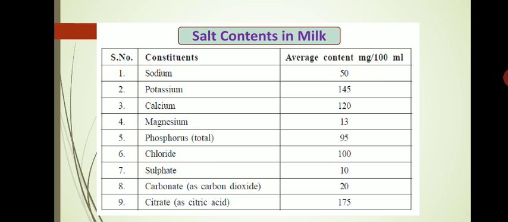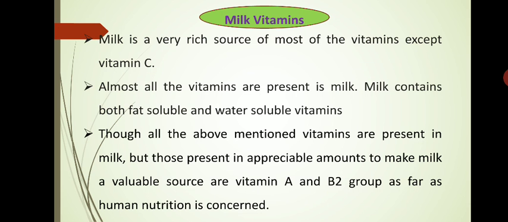Then carbonate, it is found in the form of carbon dioxide. Again, it is found in very trace amount. And citrate is the highest amount as far as other salts are concerned, and it comprises mostly around 175 milligram per 100 ml. So overall, these are the basic salts that are present in milk and their concentration.